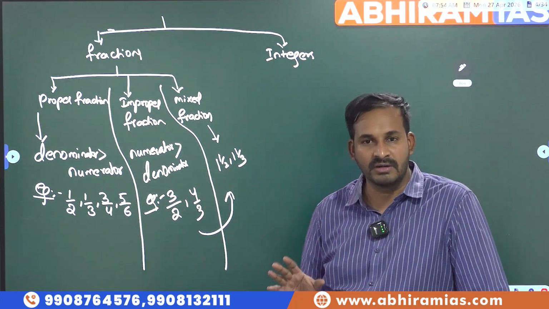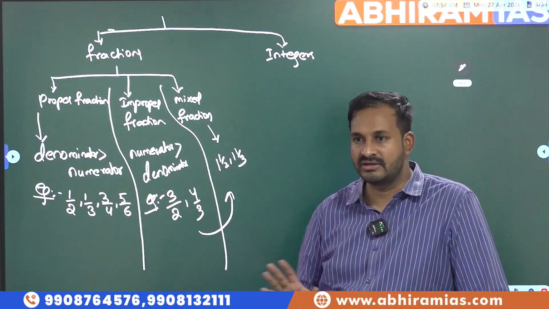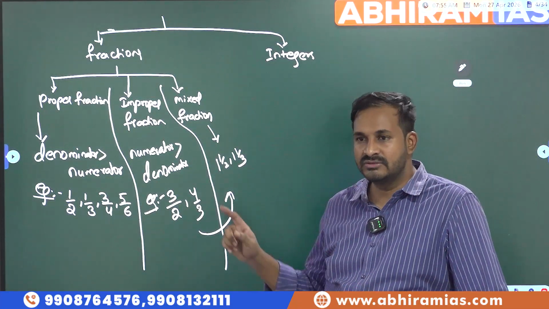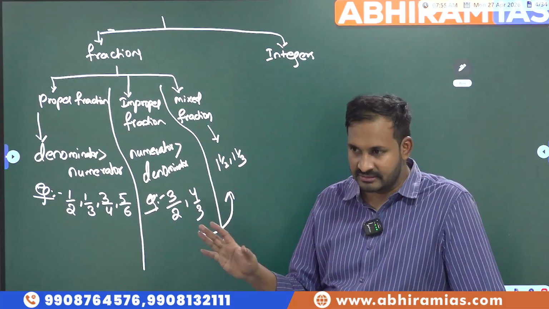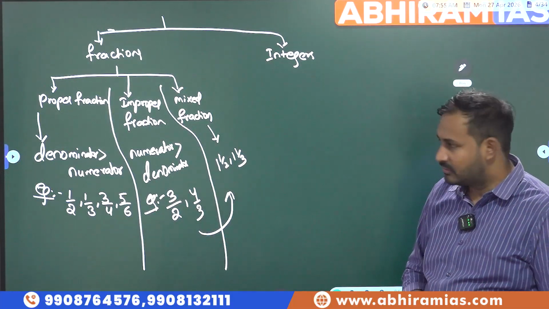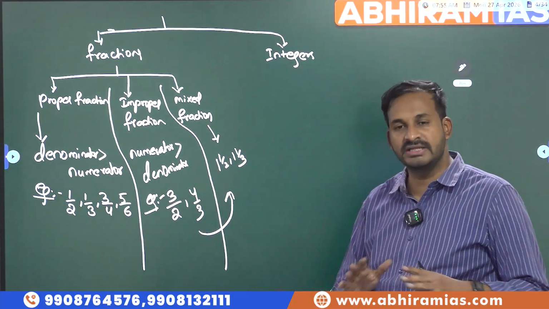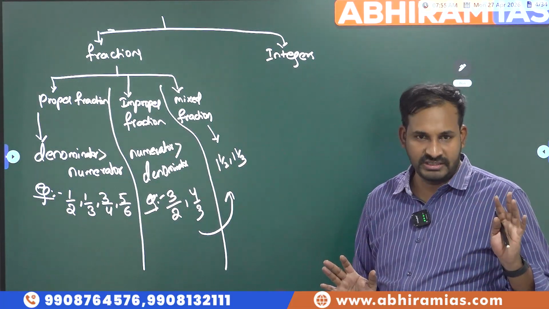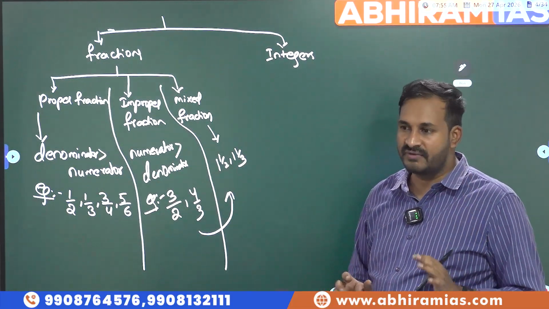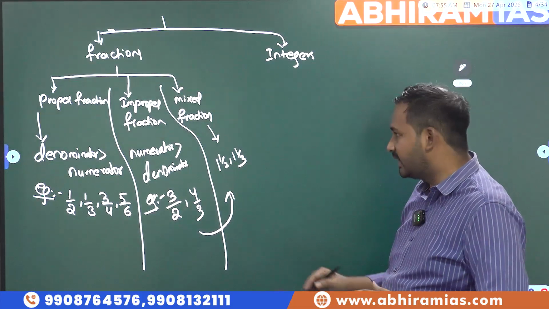You should write it as 1 and 1/2. That is the final answer, not 3/2. Always convert the improper fraction into a mixed fraction and then only write the final answer. Remember this, students. For us it is an objective exam, but in general, you should never write your final answer in improper fraction.